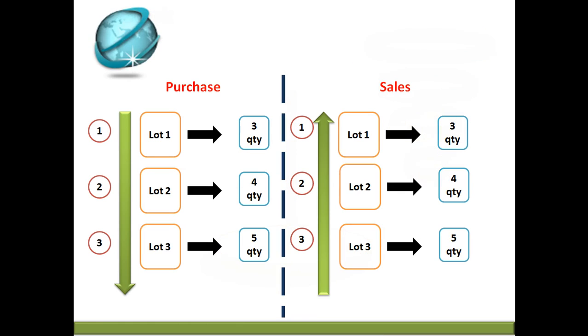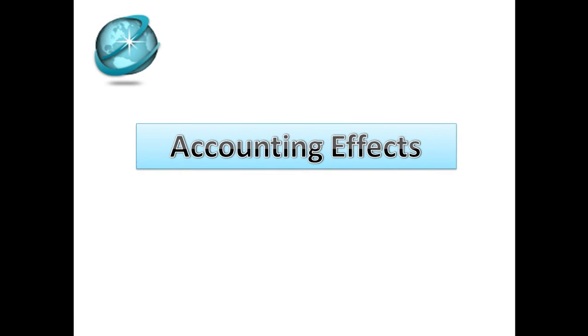Let's understand this thing into the logistic flow, that is purchase and sales. Here you can see that there are 3 production lots been created. Lot 1 with 3 quantities, lot 2 with 4 quantities, and lot 3 with 5 quantities. Now, as this is a LIFO method, during sales the quantities will be consumed first from lot 3, then from lot 2, and then from lot 1. Now, in the earlier video we have seen the accounting effects, how the accounts have been configured. Now let's see and configure the product.